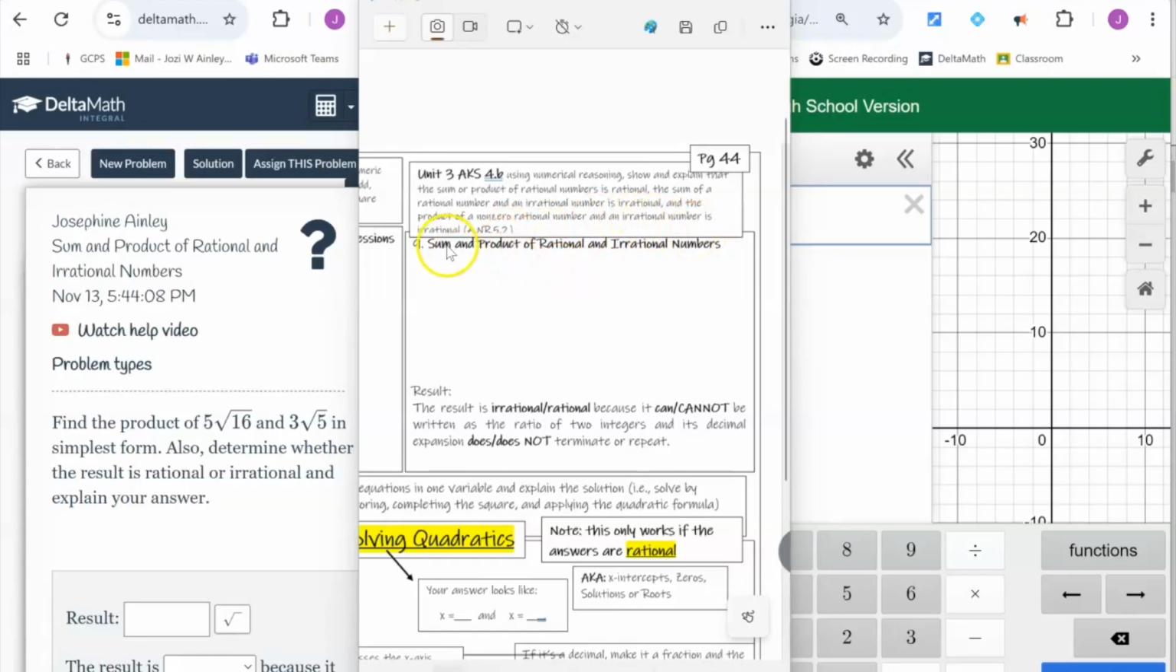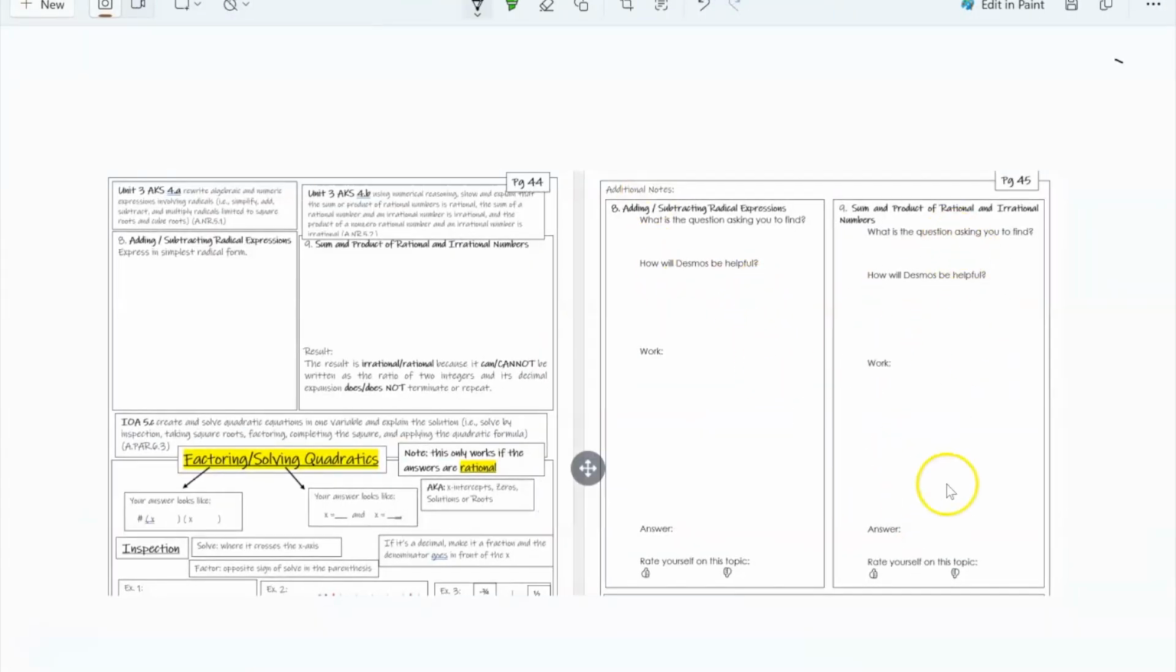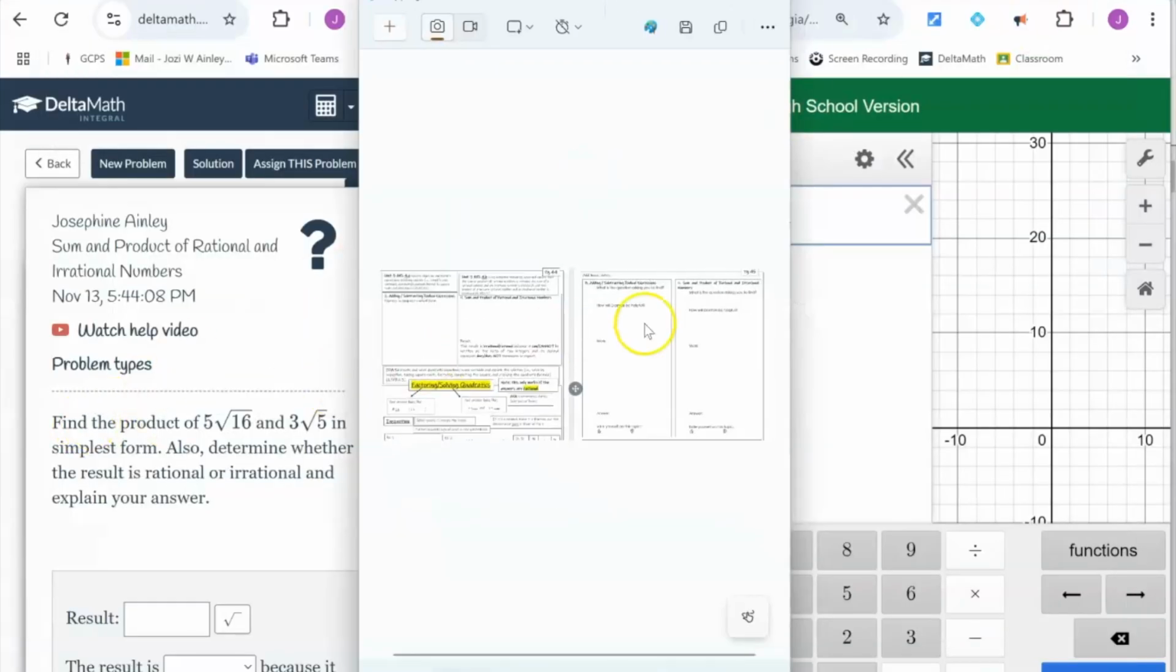All right, so we're going to go to sum and product of rational numbers. Again, whichever question you're putting down is fine, but please remember to show yourself how to do this. So what is the question asking you to find? Whether it's sum, product, how is Desmos going to be useful, the work, your answer, and then rate yourself. Okay, so I do want something written here. You're going to pick one of your questions. So as I do my question, you're going to pause and do yours in the exact same manner or fashion. All right, so let's go ahead and get started.